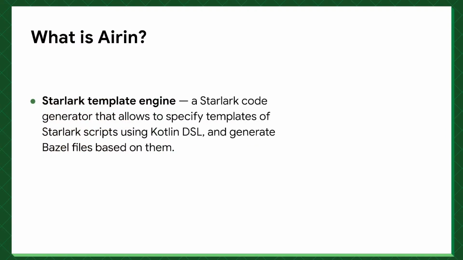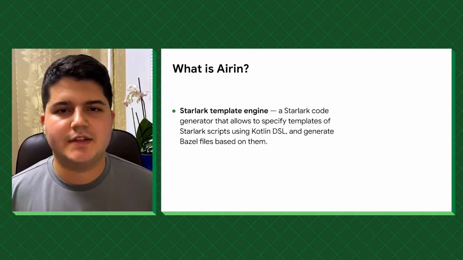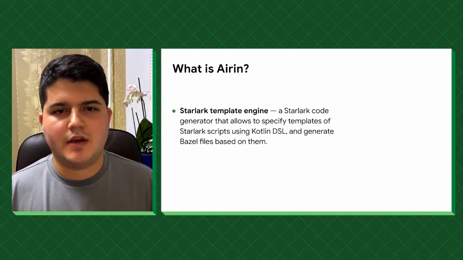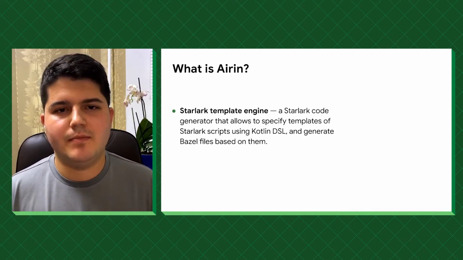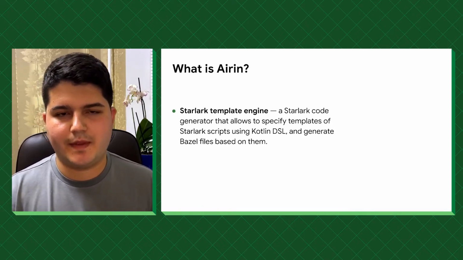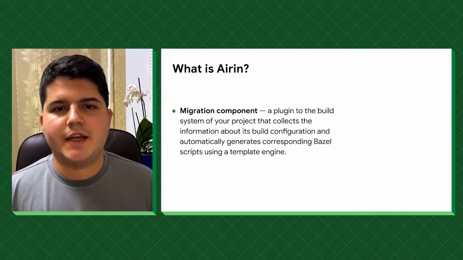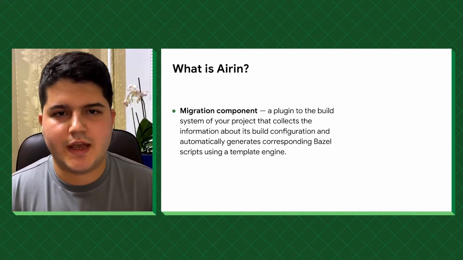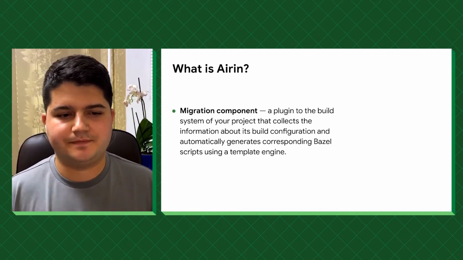Overall, it consists of two primary components. The first of them is a Starlark Template Engine. Basically, this is a code generator for Starlark that allows you to define templates using the Kotlin language and Kotlin DSL, and generate Bazel scripts based on those templates. The second component is a migration component, which works as a plugin to your build system, gathers all the build configuration of your project, and generates corresponding Bazel files using the template engine.